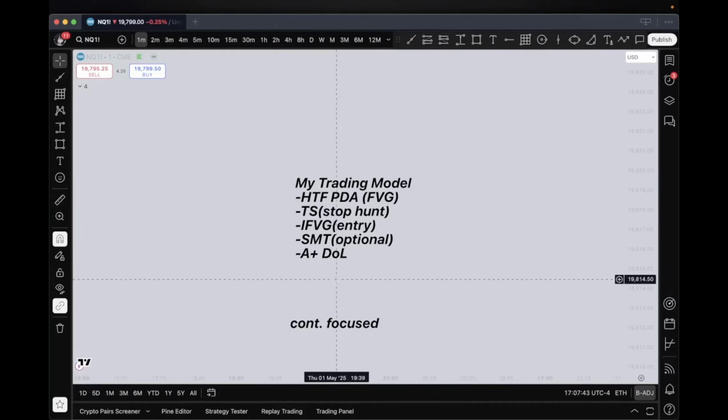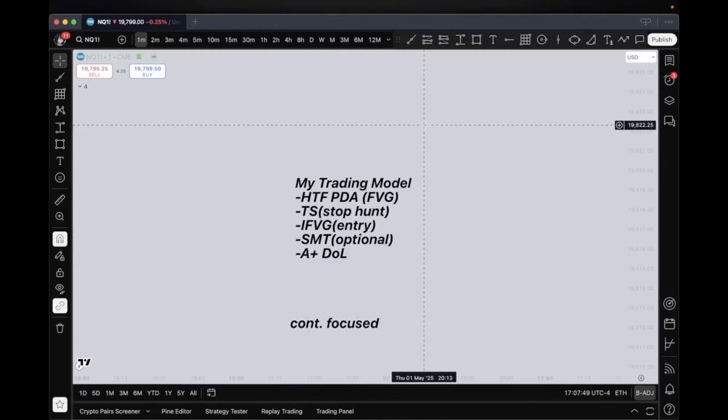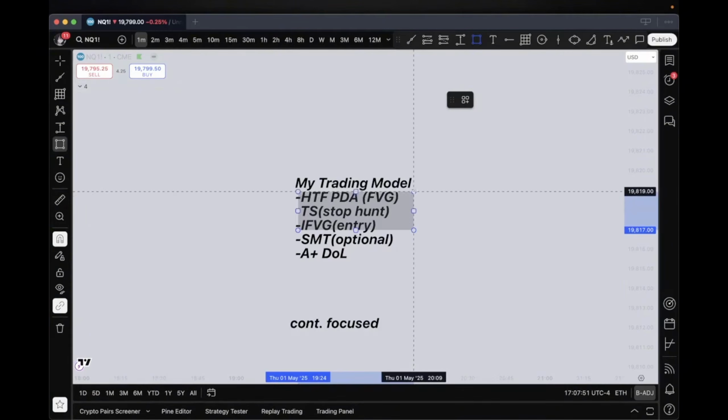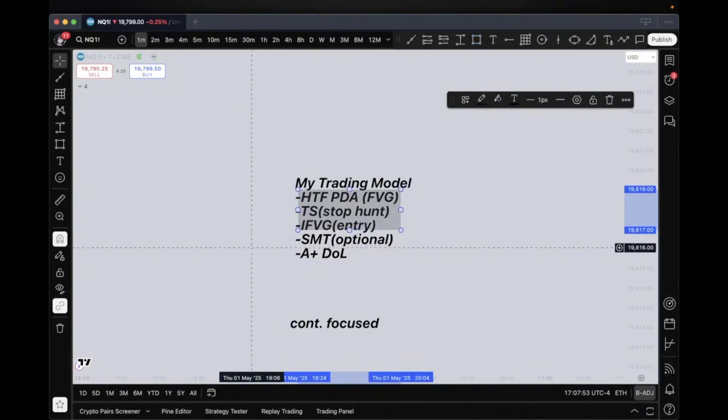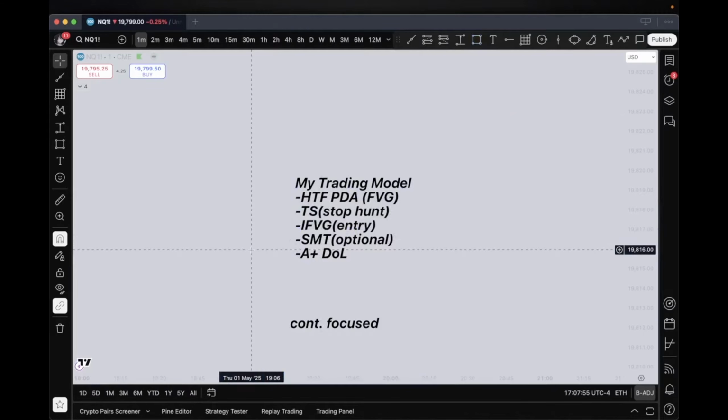If you're watching a trading model, you should already know what an IFVG is. I'm not going to really go over that. And SMT, right? So if you have all three of these things right here, this is going to be your A setup. Obviously, your high time frame PDA, a stop hunt with a good inversion with displacement, and then obviously your A plus DOL. That's an A setup. And then SMT will just bring that up to an A plus, right? Perfect setup. Everything is where everything needs to be, right?